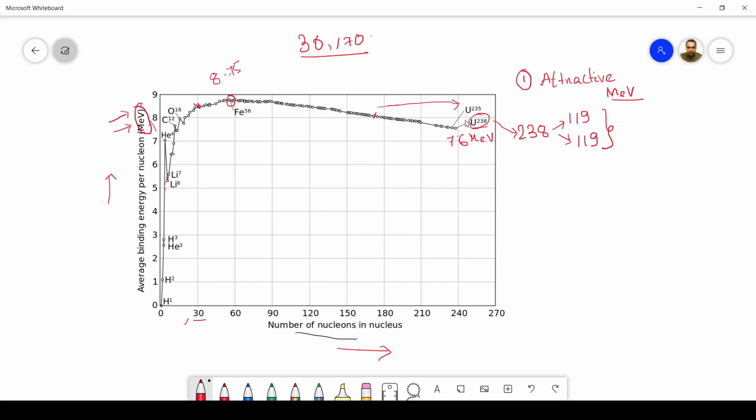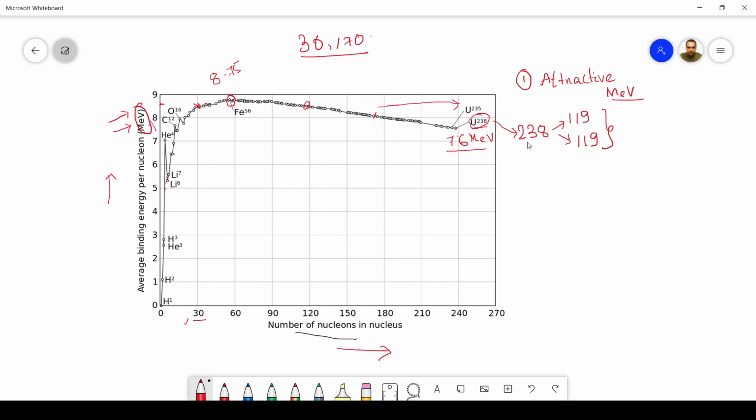So now let us come back to this plot again. For uranium-238, the nuclear binding energy per nucleon is 7.6 mega electron volt. Now come to the value of 119. 119 is somewhere around here. The two elements we get have 119 nucleons, and you can see the average binding energy per nucleon is about 8.5 or so. That means what?